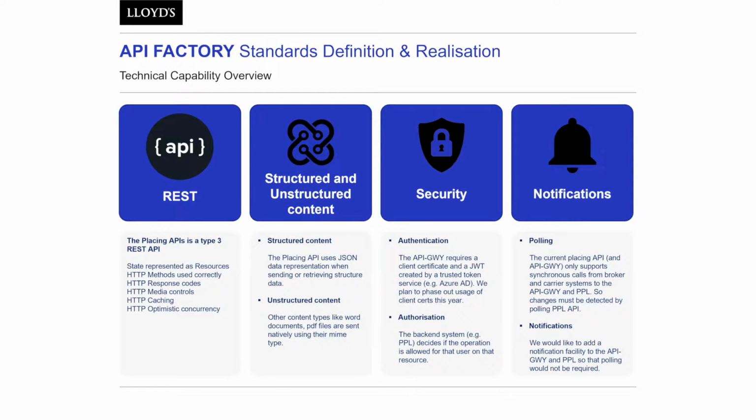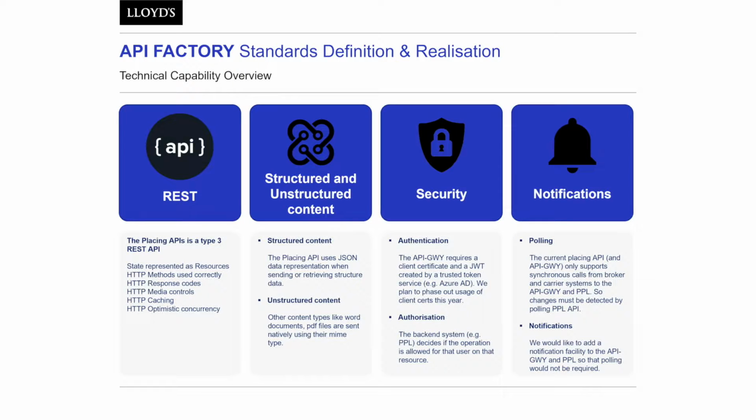On the authorization side, the API gateway, which sits in front of all calls to APIs in this world, has coarse-grained authorization, which is, are you allowed to even call this API type level? And then the finer-grained, which is, am I allowed to update this submission on this particular quotation? That's left to the back-end system, which in this case would be PPL, and it would look at who the user was and their role and their permissions and what they're trying to do, and decide whether or not they're allowed to make the change.